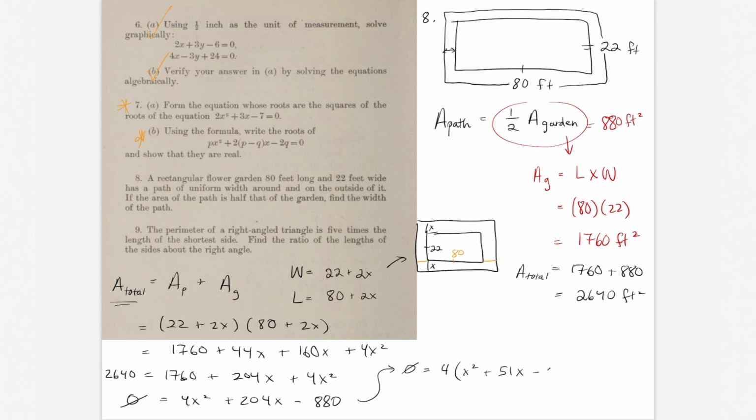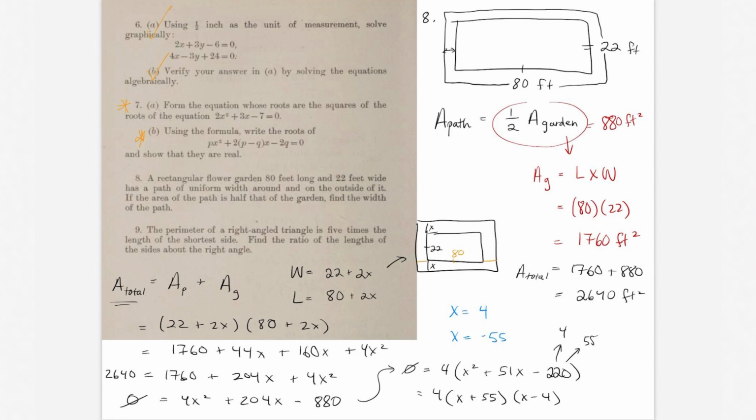And since I had a quadratic equation, I thought, okay, I just need to factor this to solve for x. I started by removing the common factor of 4, and then I thought, what two numbers multiply to negative 220 and add up to 51? And I realized that would be negative 4 and 55.